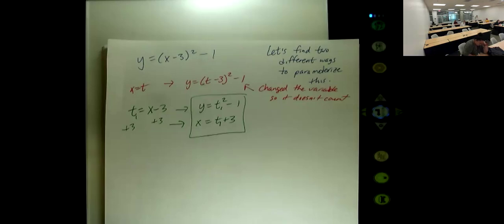So like the x and y are the equations, and t is the parameter, we're making a parameter. Yeah.